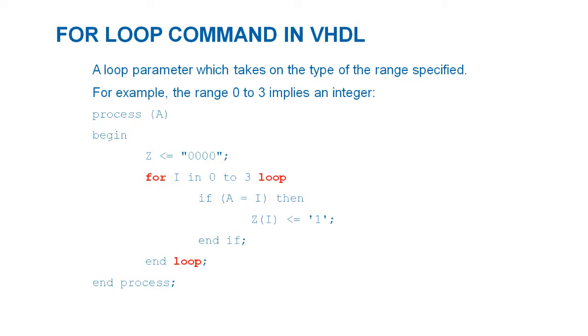if the value of A is the signal that this process is sensitive to. If the value of A equals I, then Z at location I is 1. And we end the if statement, we end the for loop, and we end the process. So here is a for loop construct that can be implemented and synthesized by the VHDL synthesis tool.